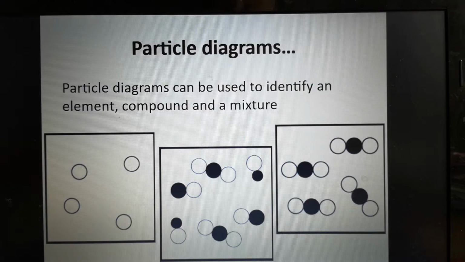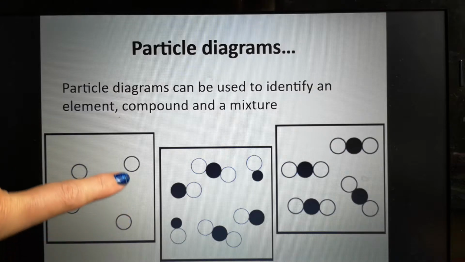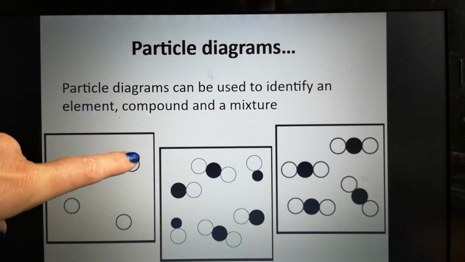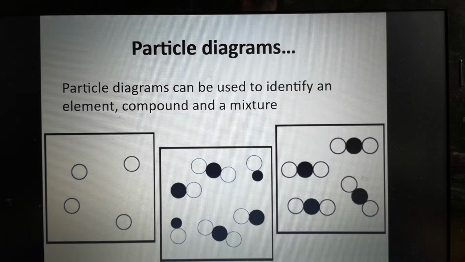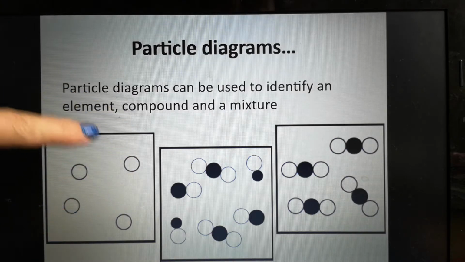Okay, so we've got three particle diagrams here. One is an element, one is a mixture, and one is a compound. So if we start with this one here, this one is an element, and we know it's an element because we only have one type of ball, one colour circle there. And remember, particle diagrams use circles to represent things. So this is an element.